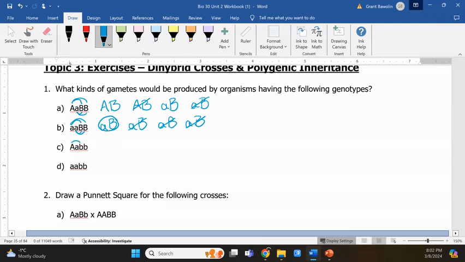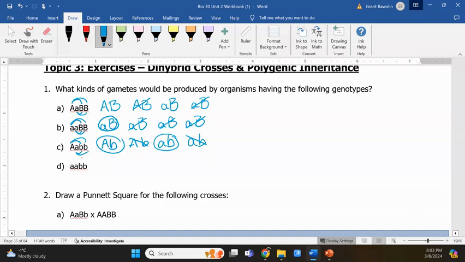Let's look at the next one. We have capital A, little b, another one. Then we have little a, little b, and finally another little a, little b. We'll cancel out the repeats, leaving us with two gametes to put into our Punnett square.